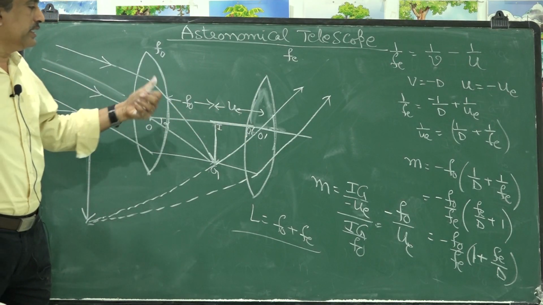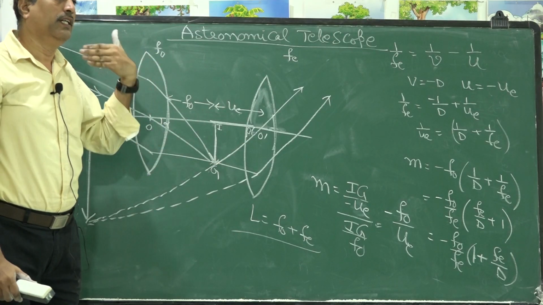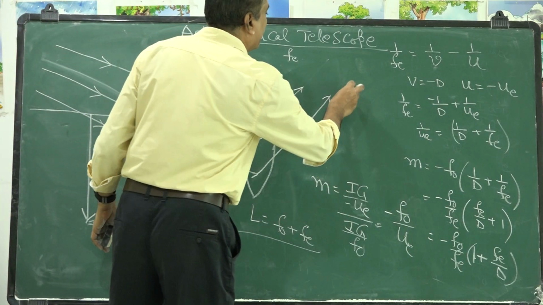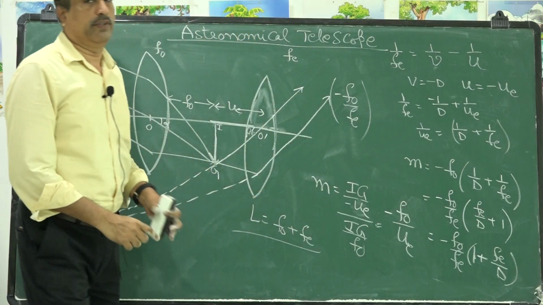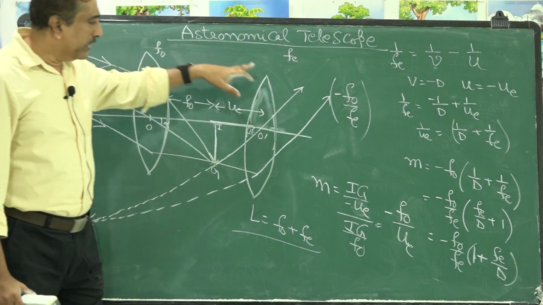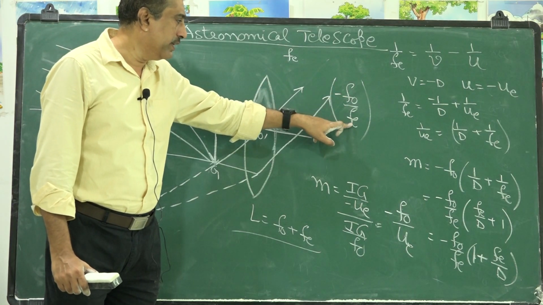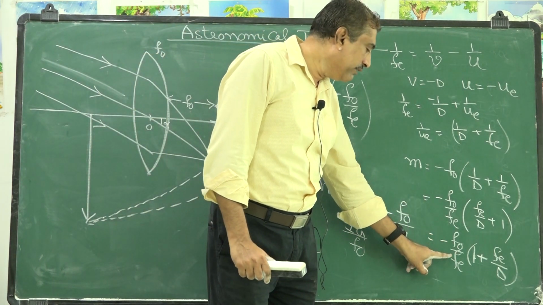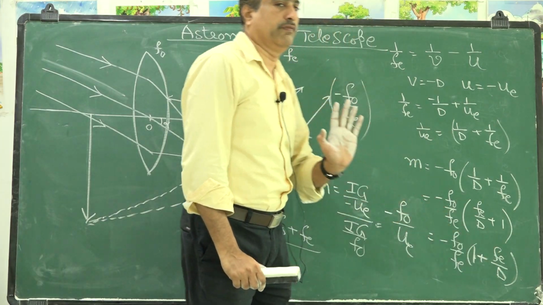But when we observe the image in the relaxed position, that means the image is formed at infinity, in that case, the magnifying power is simply minus F naught by FE. So, in the case of a telescope, if the image is formed at infinity, the magnifying power is F naught by FE. When the image is formed at the least distance of distinct vision, the magnifying power is minus F naught by FE into 1 plus FE by D.